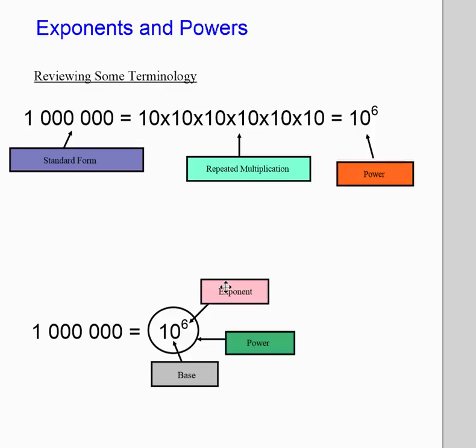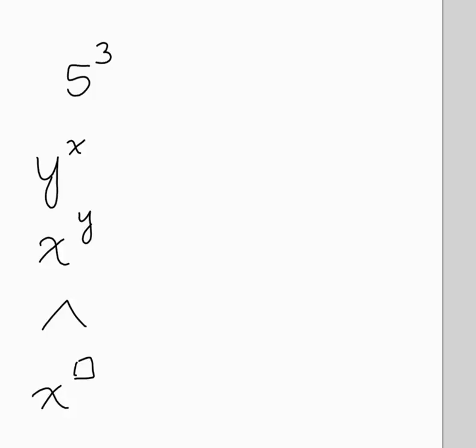Another thing that you just need to be aware of is how your calculator works. So when you're punching in something like 5 cubed, for example, how do you do that? Well, every calculator is different. Some have this button, some have this button, some have this button, some have a button that looks like this. I'm sure there are other ones that I can't think about right now. If you don't know where your exponent button is, please ask your teacher and your teacher will show you.